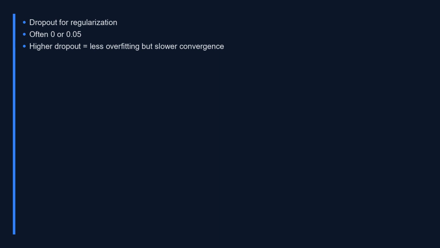LoRA dropout applies dropout regularization to the adapter outputs during training. A value of 0 is common when your dataset is large enough that overfitting isn't a concern, and it's the default in Unsloth. A value of 0.05 adds a small regularization effect that can help on smaller datasets. Avoid going much higher than that. Heavy dropout in LoRA adapters tends to slow convergence without proportional quality gains.